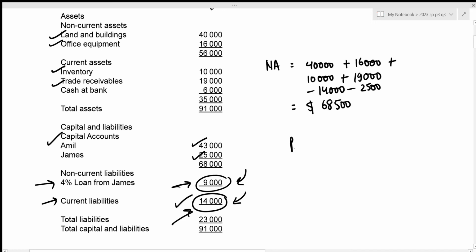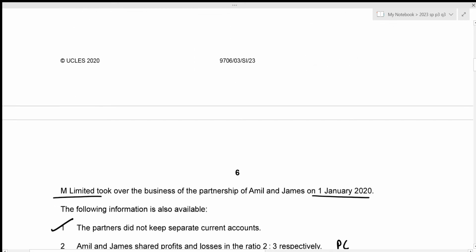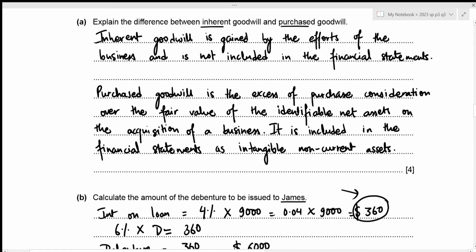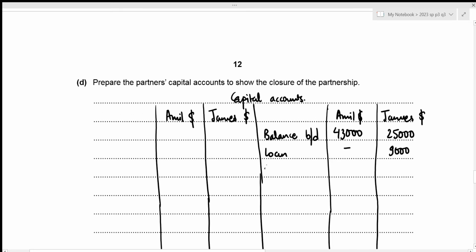So the profit on realization is going to be purchase consideration minus net assets value, and the purchase consideration we figured out to be 86,000, and our net assets value is 68,500, which gives our profit on realization to be 17,500. Now we just need to divide it among our two partners, Amil and James, on the basis of their profit sharing ratio, which is 2:3. Let's do it. So profit on realization increases the amount that they should receive, which should be recorded on the credit side. So that's profit on realization.